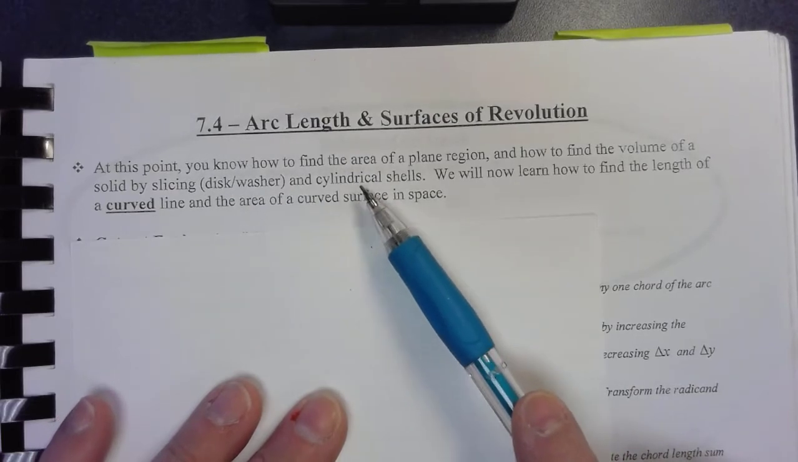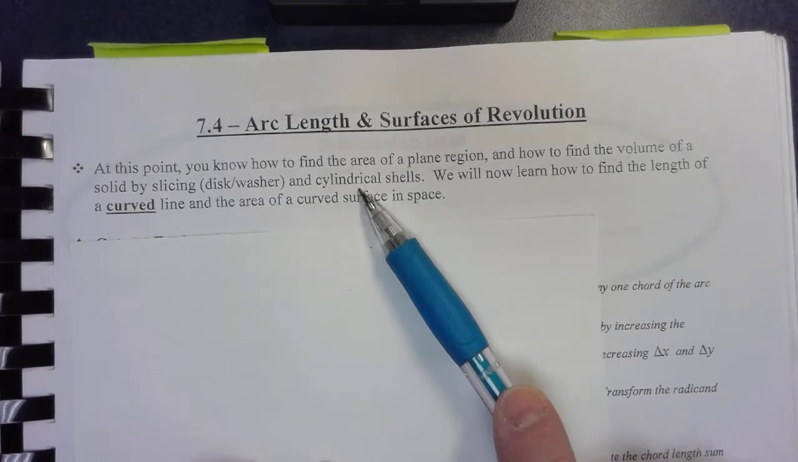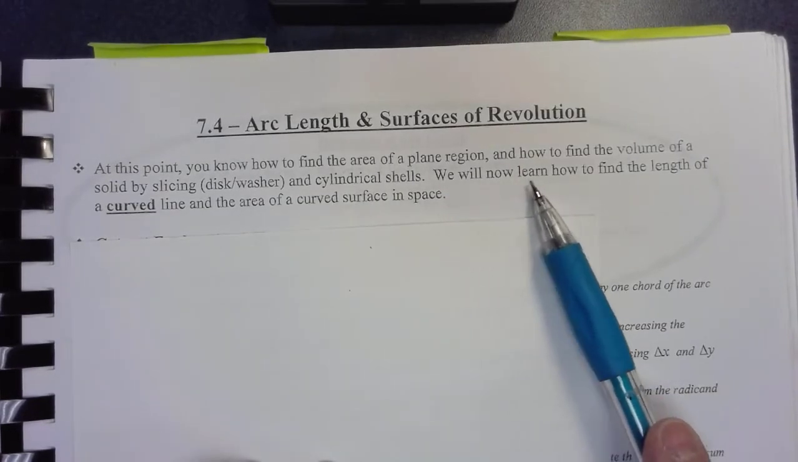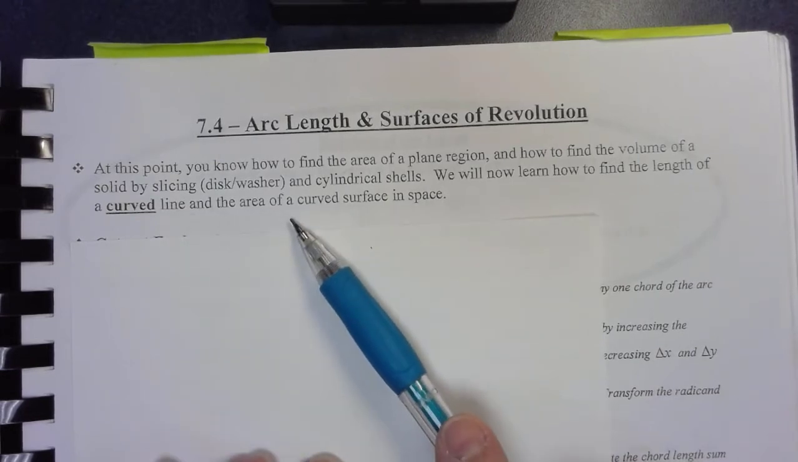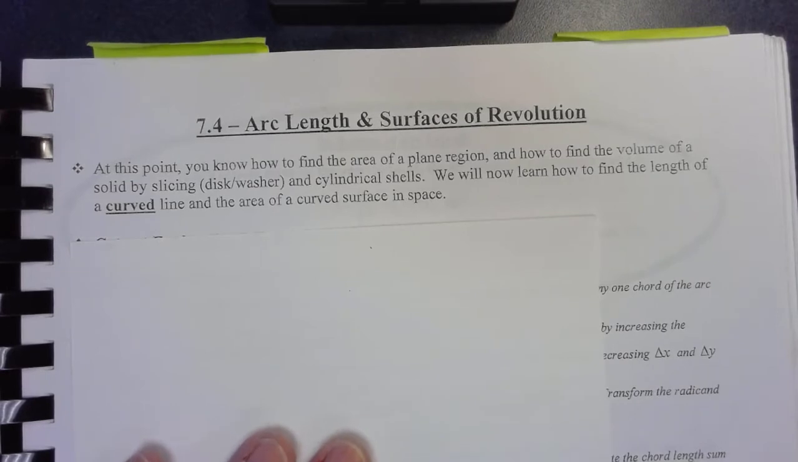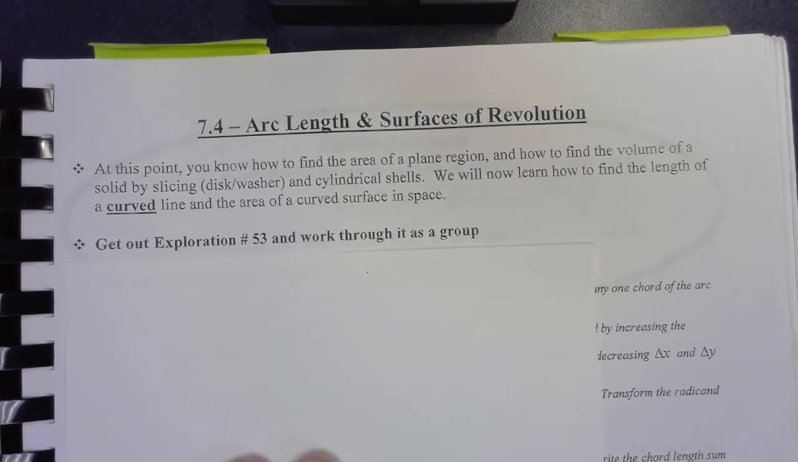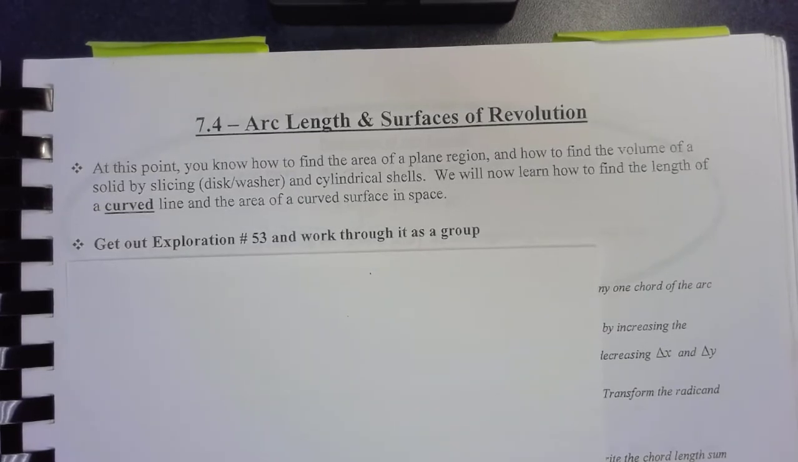We did not do shells yet, but we will. That's not a required method right now for the course, but we will look at it. We will now learn how to find the length of a curved line and the area of a curved surface in space. Here it says to get out Exploration 53 and work through it as a group. We will do that in class as a secondary part of this lesson.